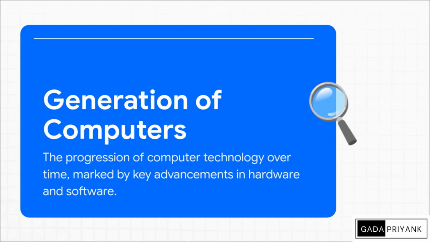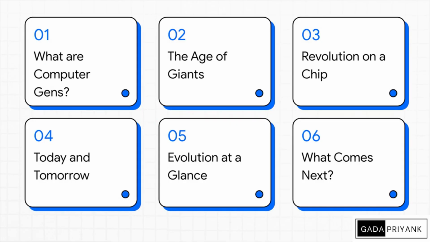All right, let's get into it. So, what do we actually mean when we say a generation of computers? You know, it's not just a block of years on a calendar. Each generation represents a huge fundamental leap, a total revolution in technology that completely changed what computers were and what they could do.